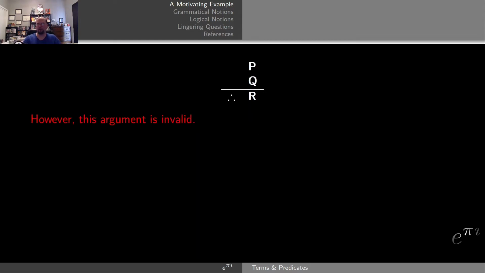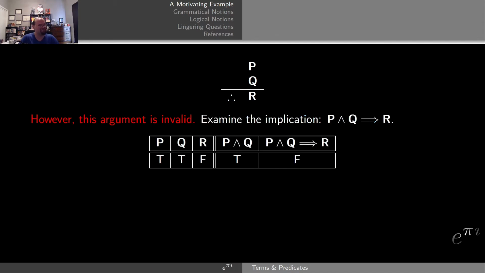However, while this argument may seem obviously true, the argument form is actually invalid, and here's how you show that. Actually look at the implication. The conjunction of the 2 premises implies the conclusion, so P conjunction with Q implies R. Is this a tautology? Is this a valid argument in sentential logic? And sadly, no. Look at the case specifically where P is true, Q is true, and R is false. True conjunction with true will be true, but true implies false will be false. This is not a tautology, this is not a valid argument in sentential logic.